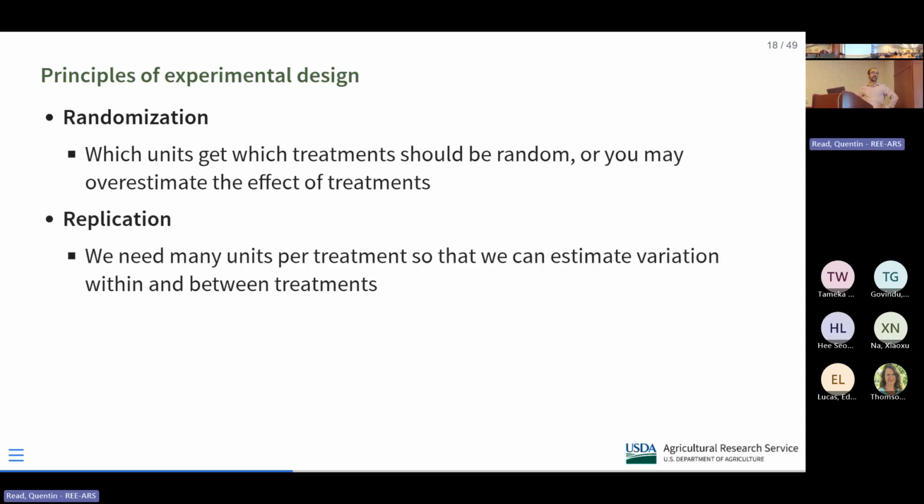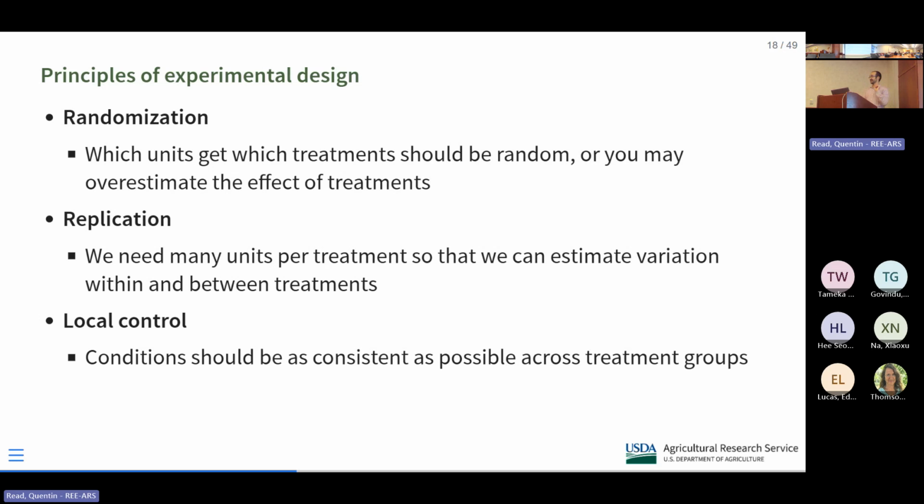Replication: we need to not just give one mouse a drug and one mouse placebo. We need to have many within each treatment group because we want to estimate the variation within treatment versus between treatments. That's the basic idea of an ANOVA, to look at the variance within and between. And we can't know what the variation is within a treatment unless we have multiple units within each treatment. Replication. And local control. That means the conditions should be as consistent as possible across treatment groups.